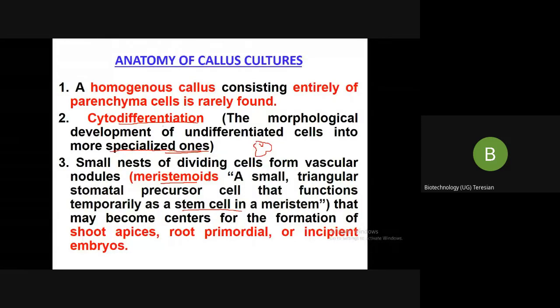So always remember, whenever you come across this word primordia, it is the earliest stage of development. The starting stage of the development is known as the primordia. From this, other parts can develop.